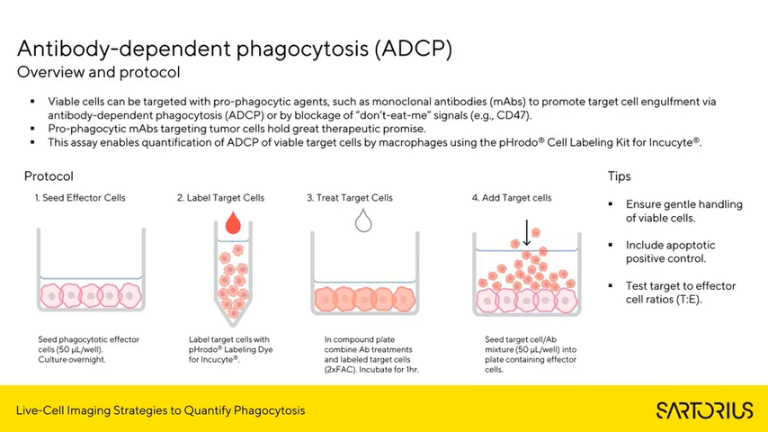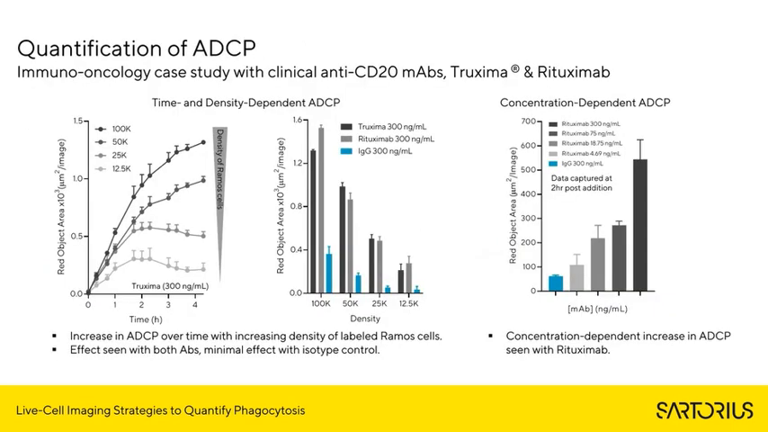To assess ADCP, we use 2 clinical monoclonal antibodies targeted against CD20: rituximab and truxima, which is a rituximab biosimilar. And these are both approved treatments for CD20-positive B-cell cancers. Viable Frodo-labeled Ramos cells at a range of densities were treated with anti-CD20 antibodies or IgG isotype control and co-cultured with bone marrow-derived macrophages. Truxima and rituximab resulted in an increase in fluorescence following engulfment of target cells in a time and density-dependent manner.